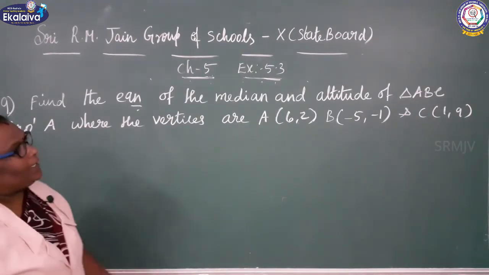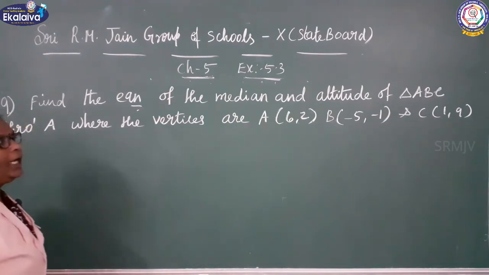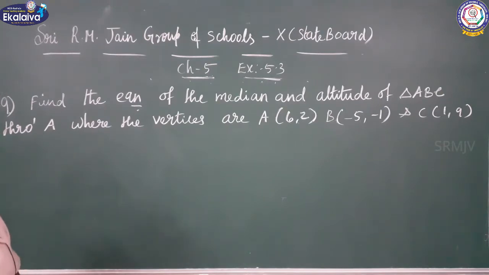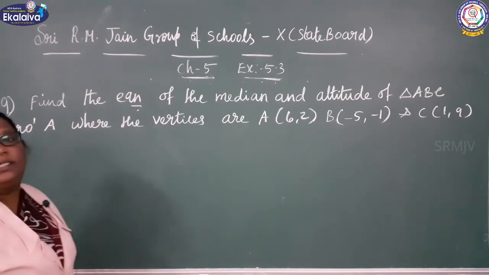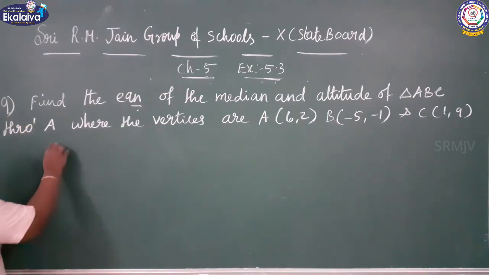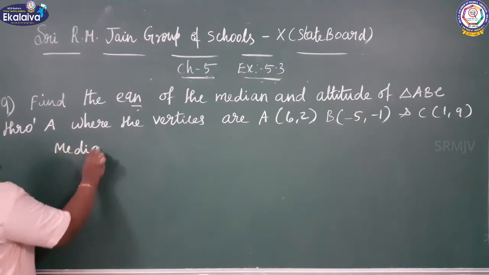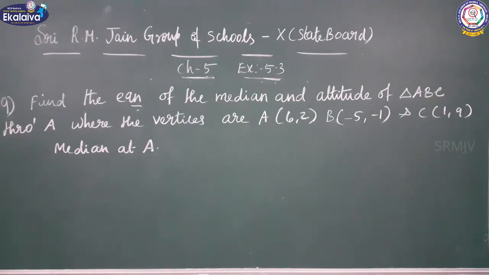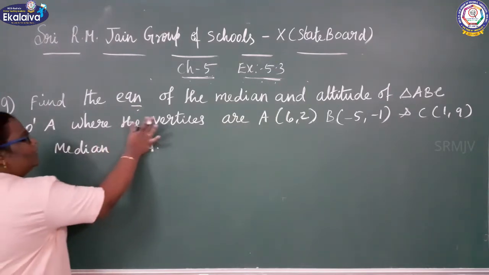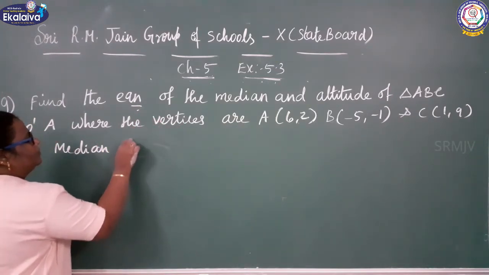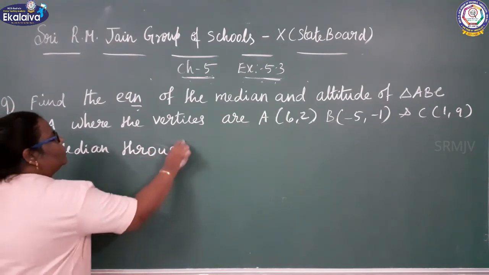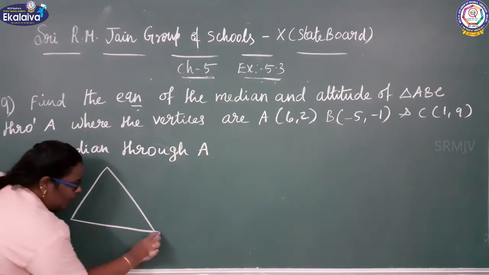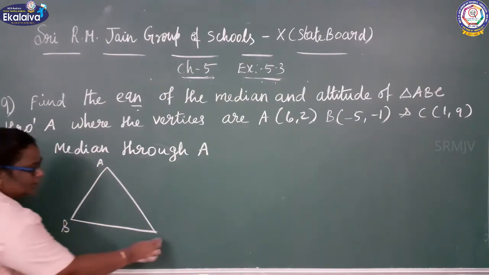See, ninth sum: find the equation of a median and altitude of triangle ABC through A, where the vertices are A (6, 2), B (minus 5, minus 1) and C (1, 9). First we can see the median through A.